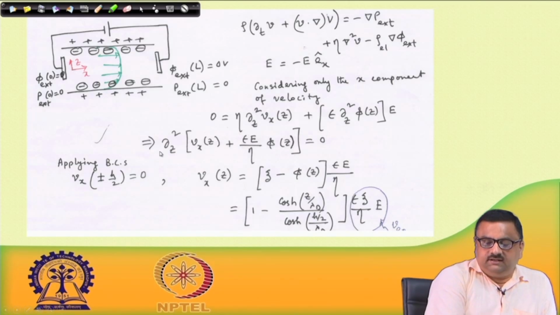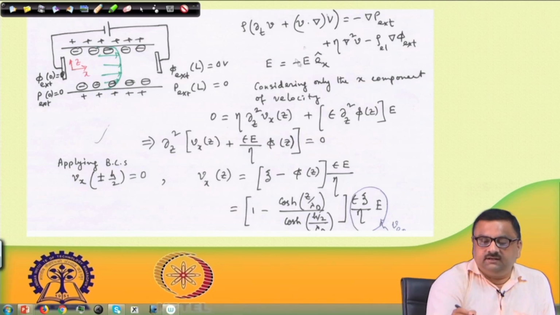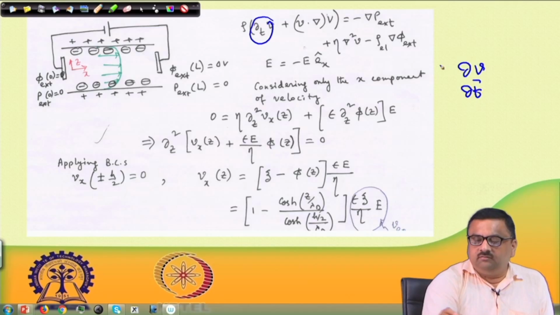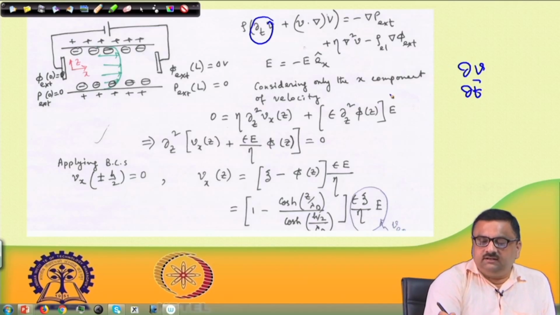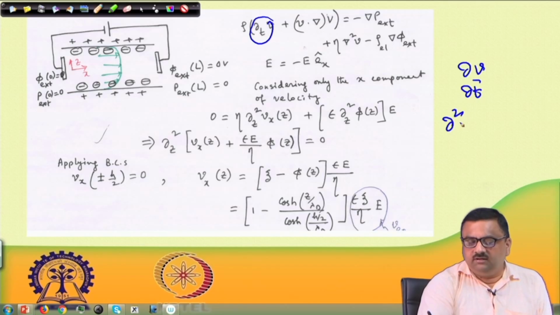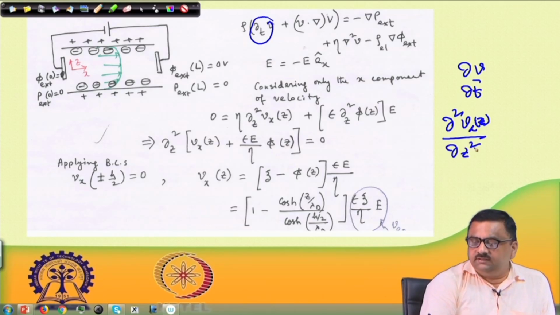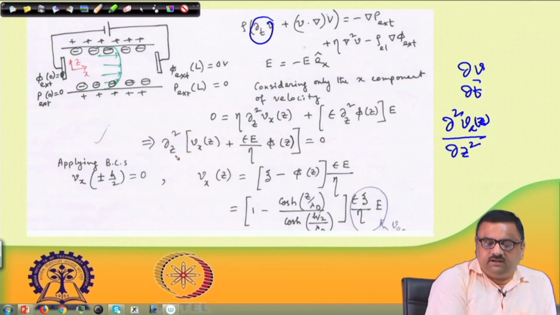Then you write this entire thing under del z. This is a particular nomenclature one must take note of: when we write del t v, we mean del v del t. When I write del square z v x, we mean del square v x by del z square. So, we can write this as del z square times this quantity.